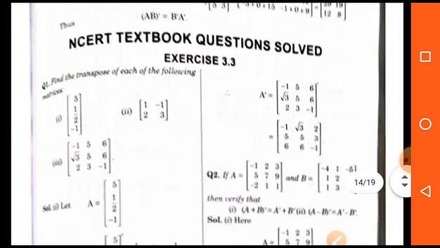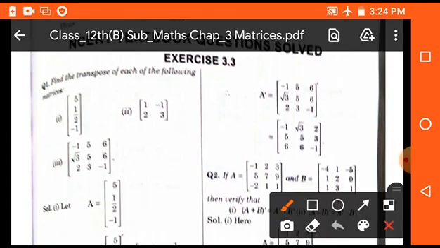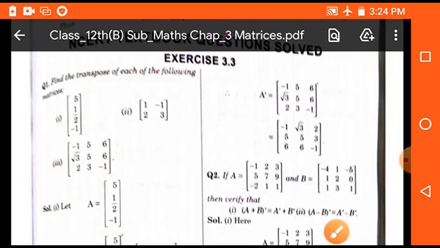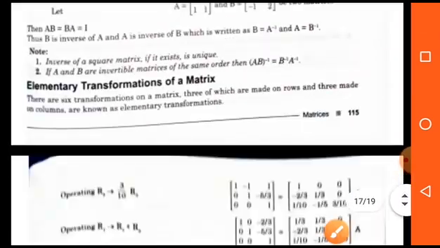Okay students, now you can solve exercise 3.3 on the basis of the above discussion. So you have to solve exercise 3.3. This is your homework.